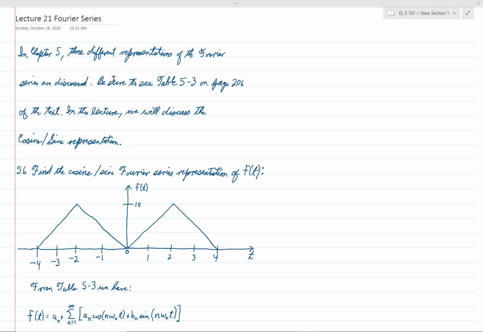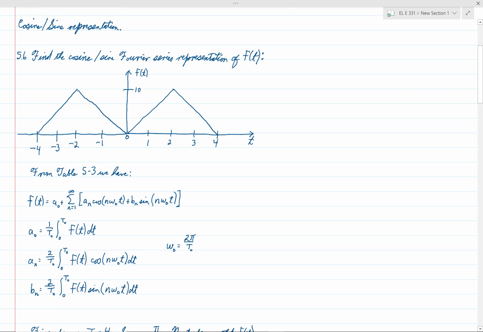I strongly encourage you to go to page 206 of your textbook and look at table 5-3. There, it gives you a summary of all three representations. But again, as I said, in today's lecture, and also in the corresponding test, 21, we will only be dealing with the cosine-sine representation. So let's jump right in.